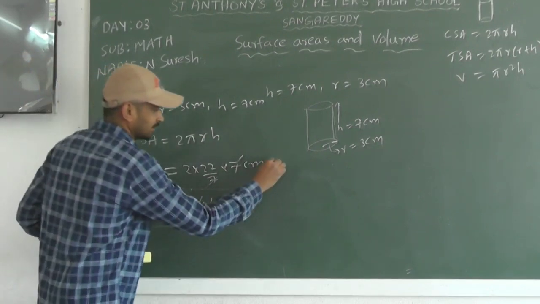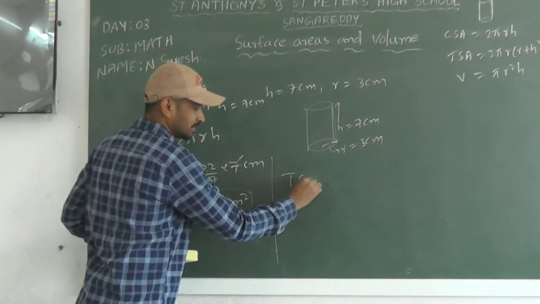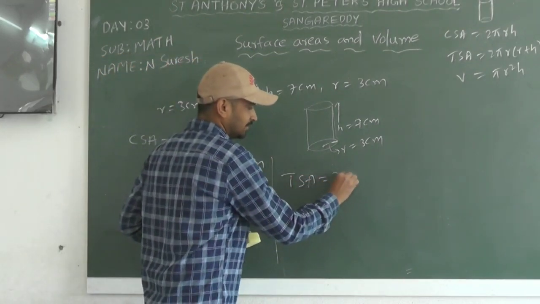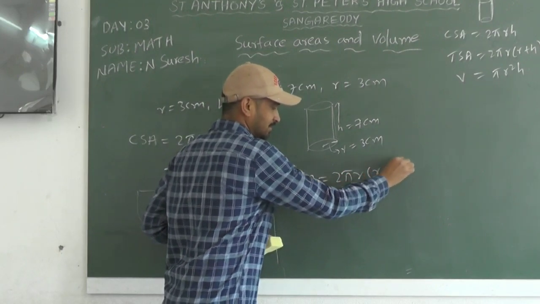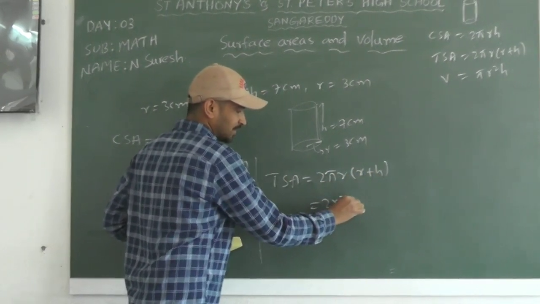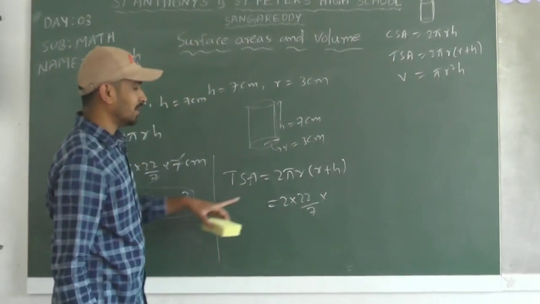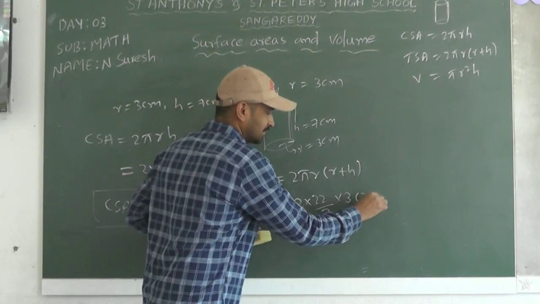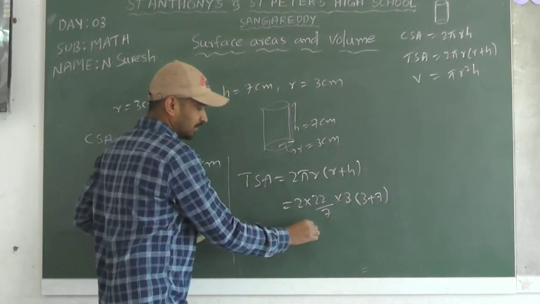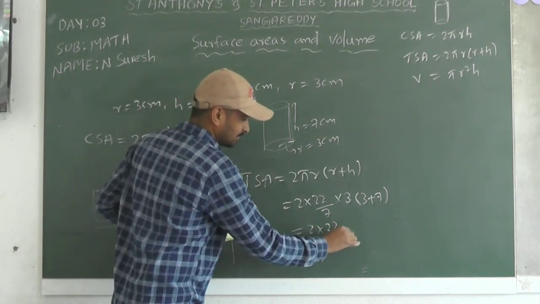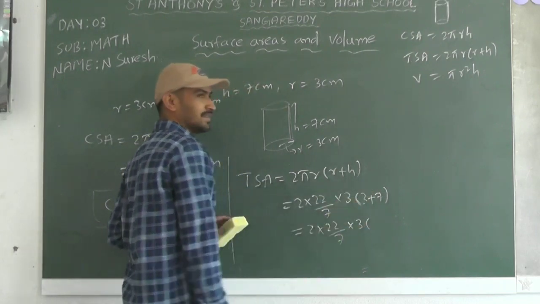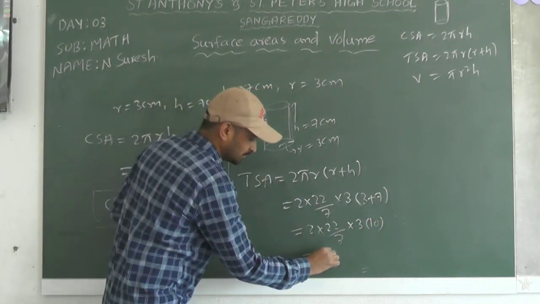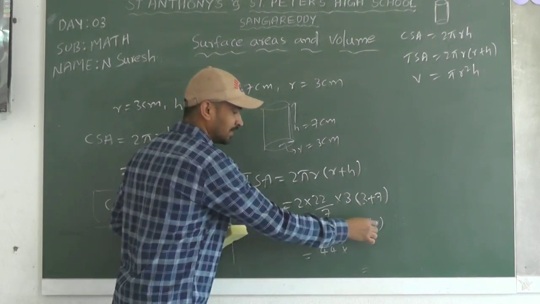Next we have to find TSA, the total surface area of the cylinder. That is 2πr(r + h). That is 2 into 22/7 into r, r is 3 centimeters, into (3 plus 7). So 2 into 22/7, 3 into (3 plus 7, that is 10). So 2 into 22, 44, into 3 into 10.